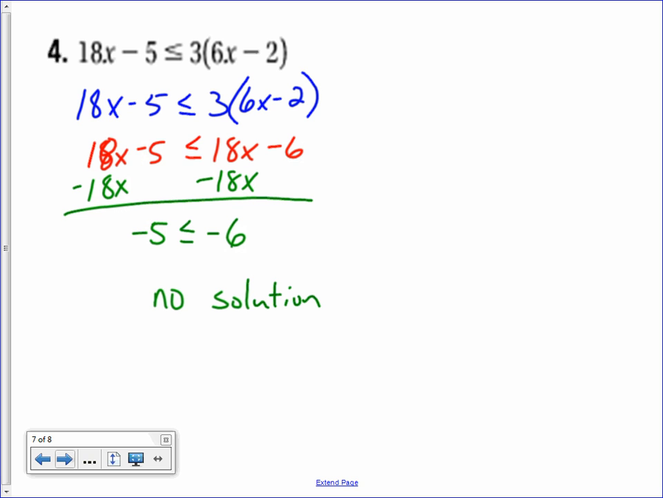Now, if it came out to the situation where it was negative 5 is greater than or equal to negative 6, now this is a true statement, so this one would be an example of all real numbers. Any number that you put in there is going to work.